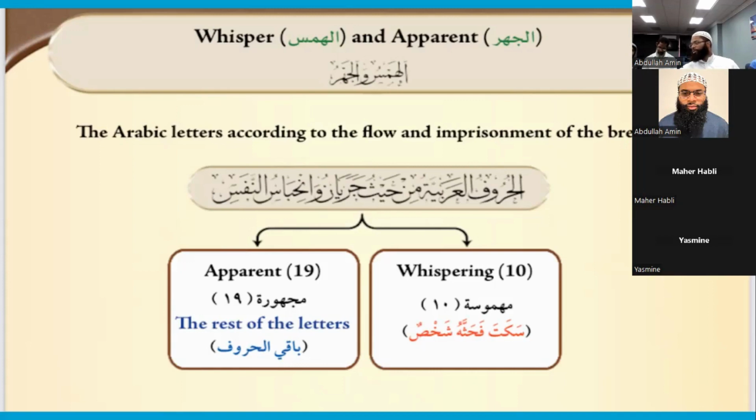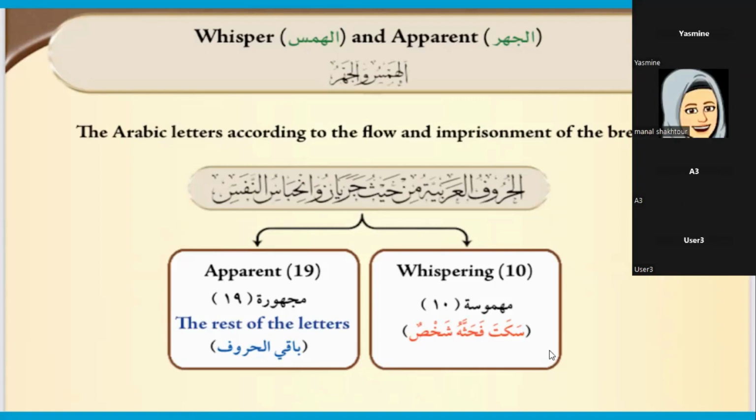What are the hams letters, the whisper letters? سكت فحثه شخص. What are they? Mashallah, Mahir. What are the whispering letters? سكت فحثه شخص. Okay, Sister Layan, what are the apparent letters? I'm calling on someone that is here or not? Question again? What are the apparent letters, the majhula letters?